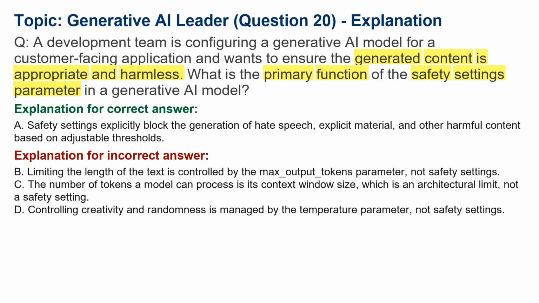B. Limiting the length of the text is controlled by the max_output_tokens parameter, not safety settings. C. The number of tokens a model can process is its context window size, which is an architectural limit, not a safety setting. D. Controlling creativity and randomness is managed by the temperature parameter, not safety settings.